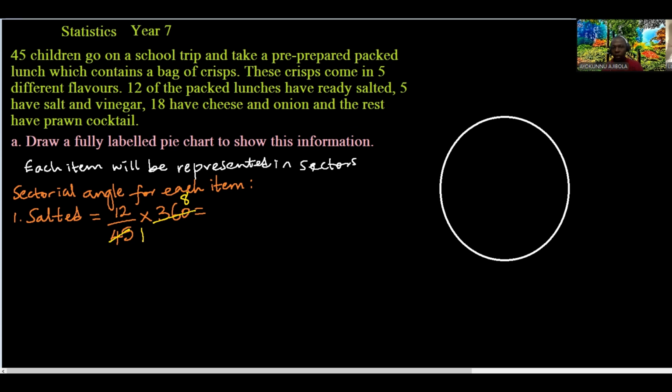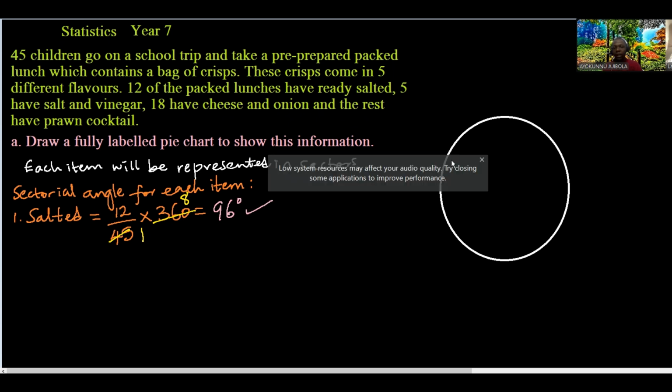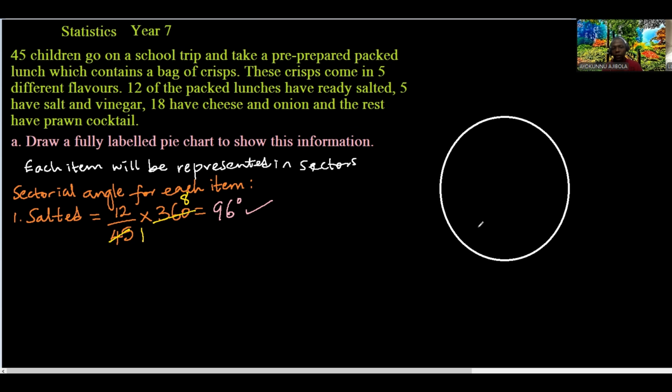96. So, the angle of this one is 96 degrees. We have gotten 96 out of the total angle in the circle, which is 360. So let's go to the second item. The second flavor is salt and sugar.